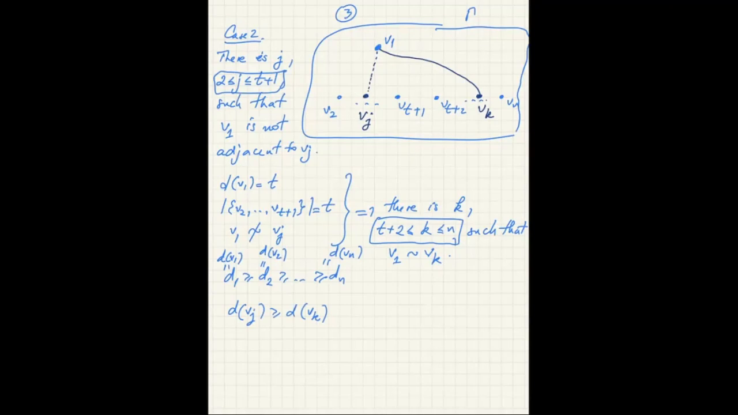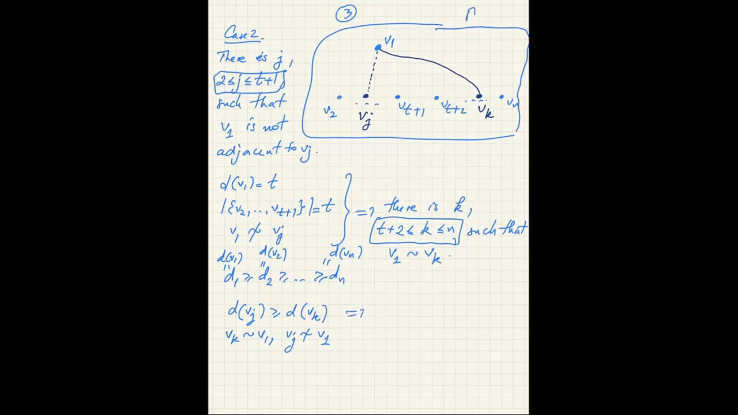Okay. Now, Vk is adjacent to V1, but Vj is not adjacent to V1. So if we look at the neighbors of Vj, which do not include V1, that's the same thing as the set of neighbors of Vj. But if we look at the set of neighbors of Vk that do not include V1, that set is going to have cardinality degree of Vk minus 1.